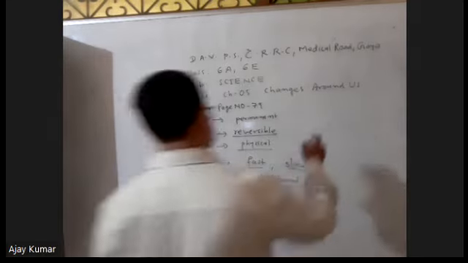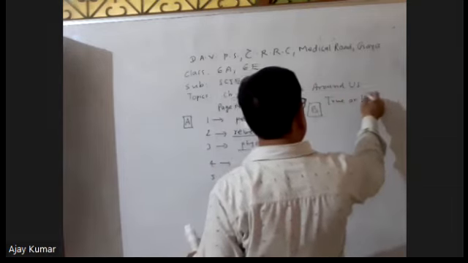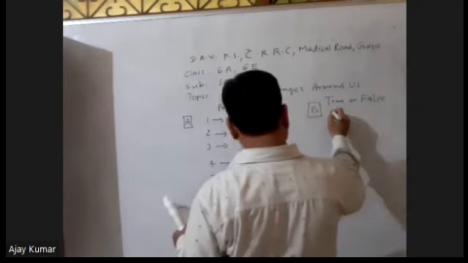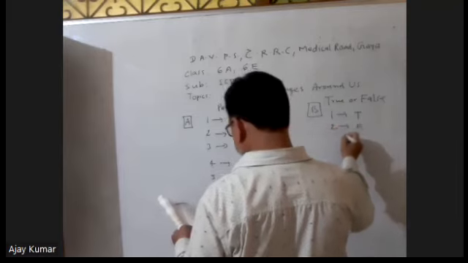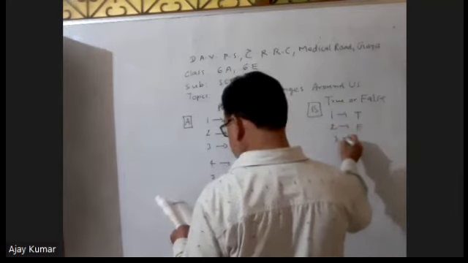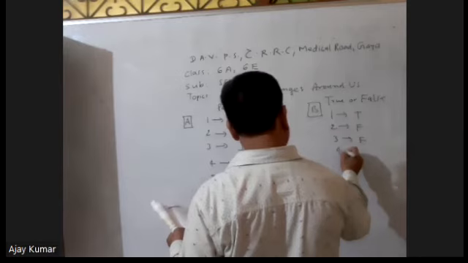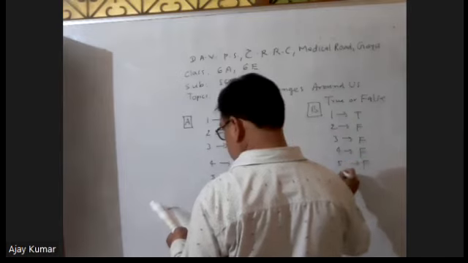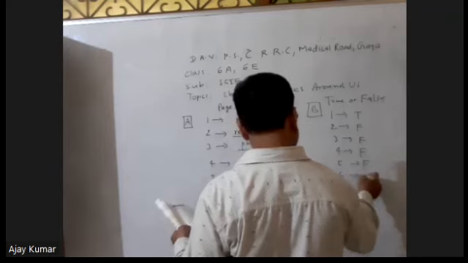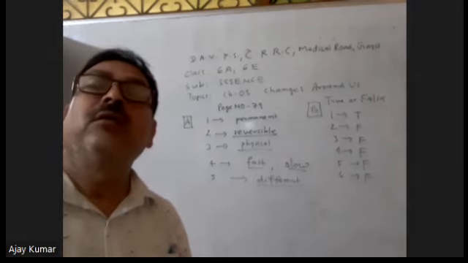B, right, true, false. One true, second false, third false, fourth false, fifth false, sixth false. So these are the important inputs. You will note down all.